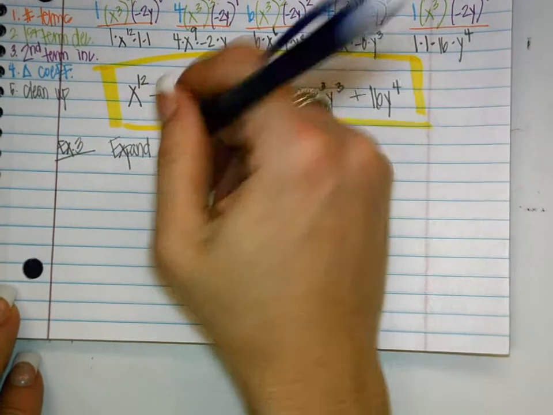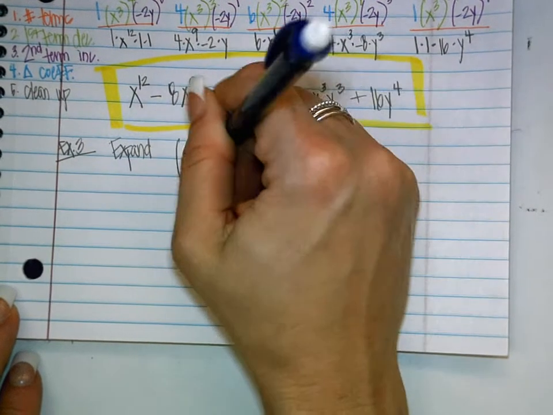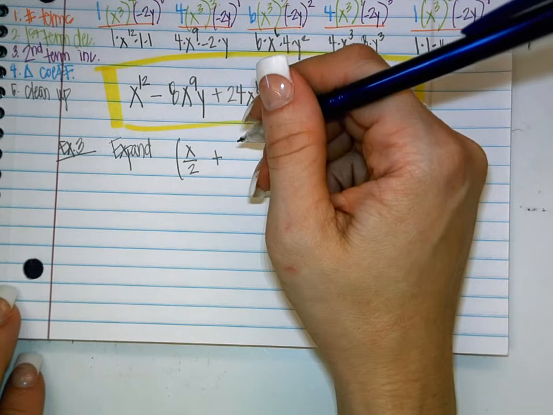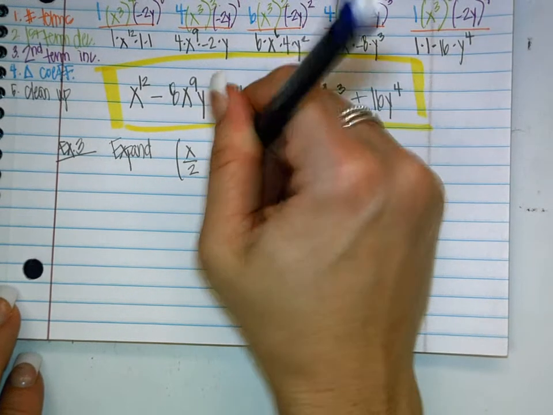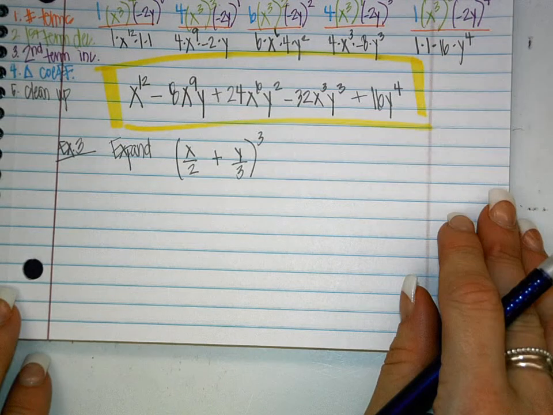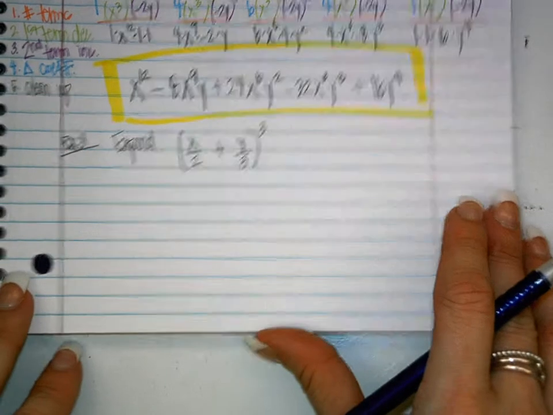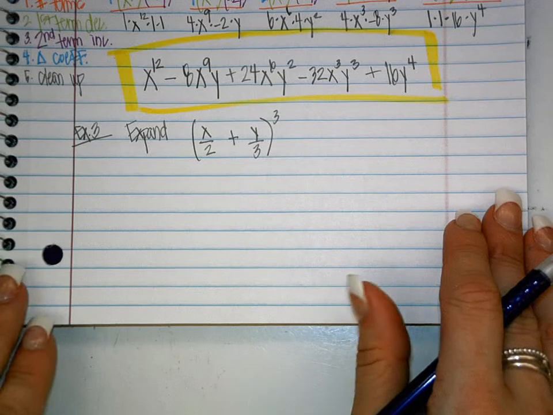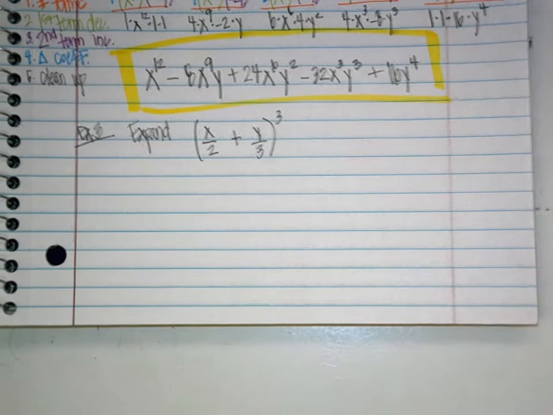Okay, expand x over 2 plus, oh my god, it's just a fraction, guys. x over 2 plus y over 3 cubed. x over 2 plus y over 3 to the third power. You are still following the exact same steps. Okay, it just has a fraction on the bottom.